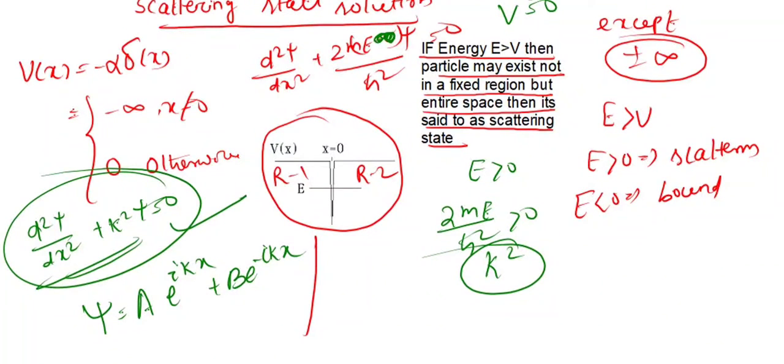Similarly, in region 2, V is equal to 0. The differential equation is the same, but we may write psi with different constants, C and D. So C e to the power iota kx plus D e to the power minus iota kx. So we got psi 1 is equal to A e to the power iota kx plus B e to the power minus iota kx, and psi 2 is equal to C e to the power iota kx plus D e to the power minus iota kx.